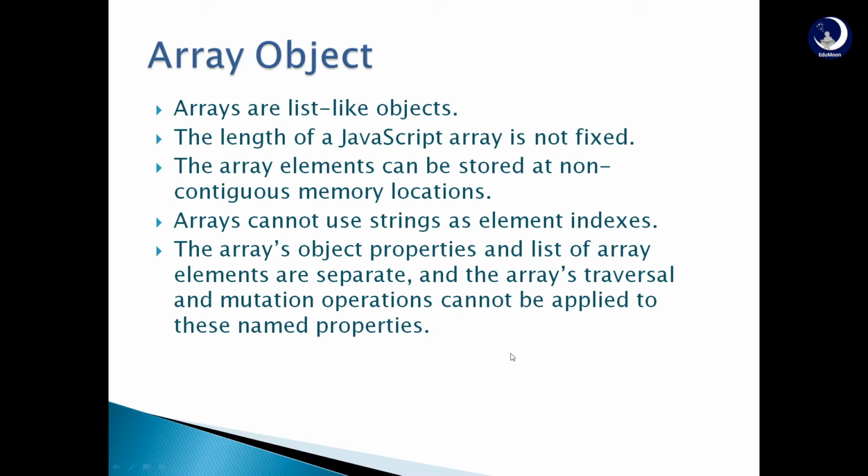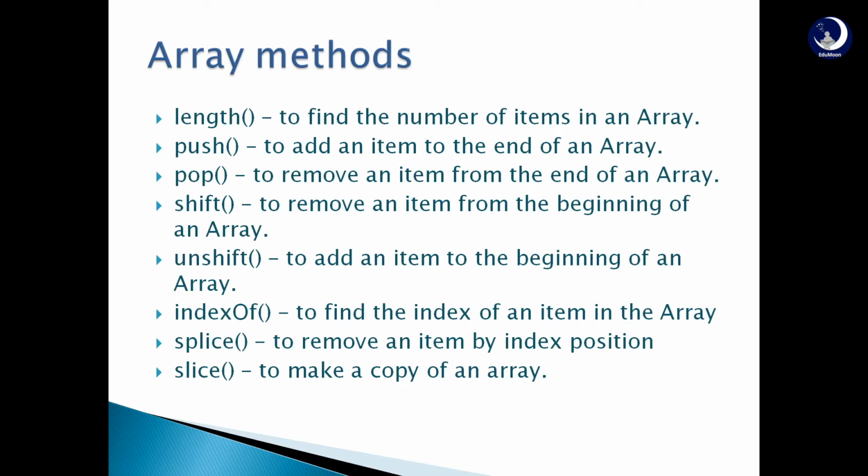Now, let us look at some of the array methods which you can use to modify an array. Length. This is the method in the array object which is used to find the number of elements in an array. Push, to add an item to the end of the array. Pop. This is used to remove an item from the end of an array. Shift. This is used to remove an item from the beginning of the array. If you wanted to add an array item at the beginning of the array, you would use unshift.